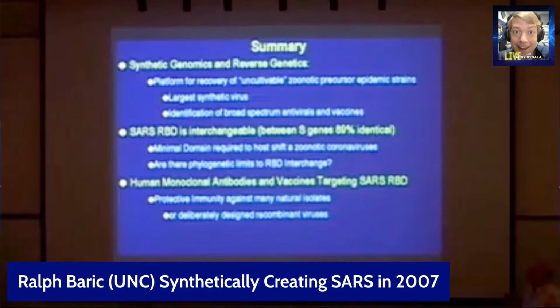Clearly, the RBDs are interchangeable. This is with an 89% amino acid identity within the spike. It's the minimal domain required to host shift coronaviruses. What are the phylogenetic limits to RBD interchange? We actually don't know. Clearly, the human monoclonals and vaccines targeting the SARS RBD would provide protective immunity against natural isolates that emerge by recombinatorial processes in the future, or unfortunately by deliberate design.